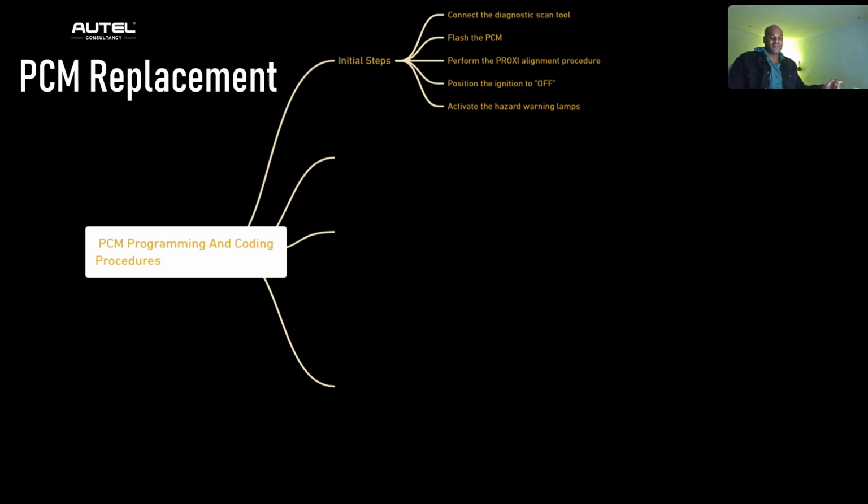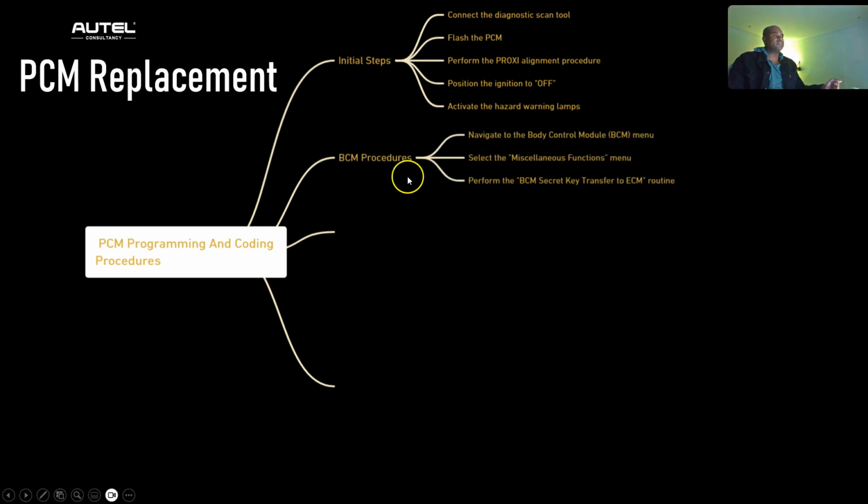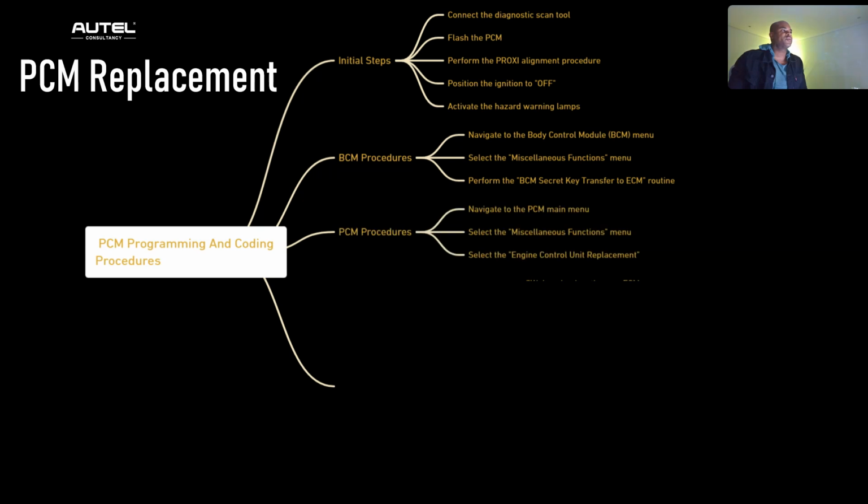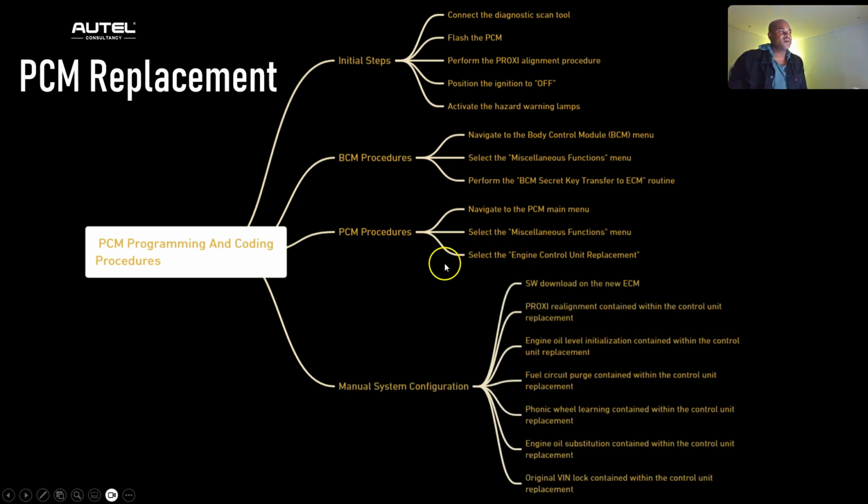Okay, the next step is the BCM procedures. We're going to navigate to the body control module, go into the miscellaneous functions under the BCM secret key, transfer to ECM. Okay, and then once we do this, it's directing us to go back to do the PCM procedures. We're going to navigate to the PCM, do the miscellaneous functions, and we're going to go to the engine control unit replacement. And then under this, there's the manual system configuration.